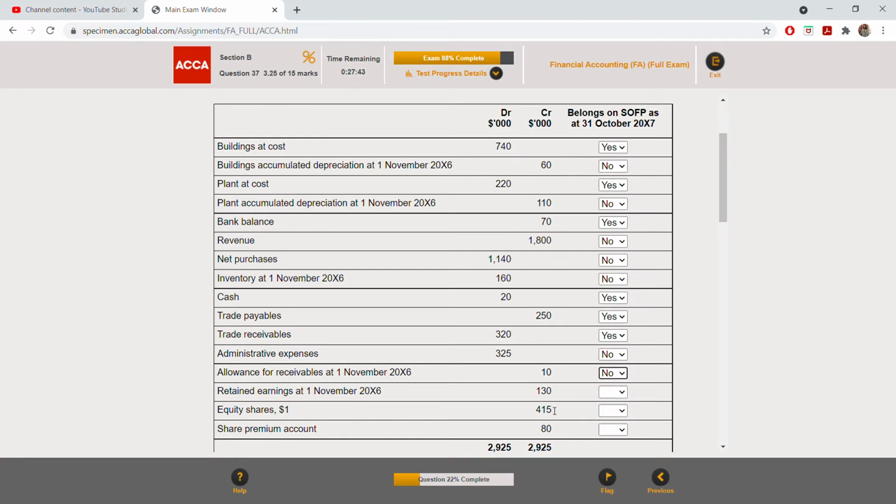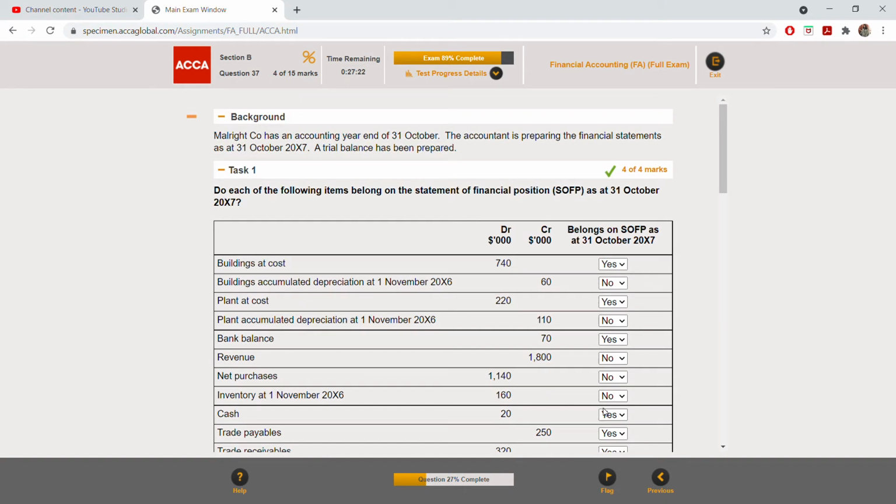No. Retained earnings, yes. No, retained earnings, it does not come. I'm sorry. The closing retained earnings comes, not the opening one. Equity, yes. And the share premium also, yes. Okay. So I'm going to close down task 1.